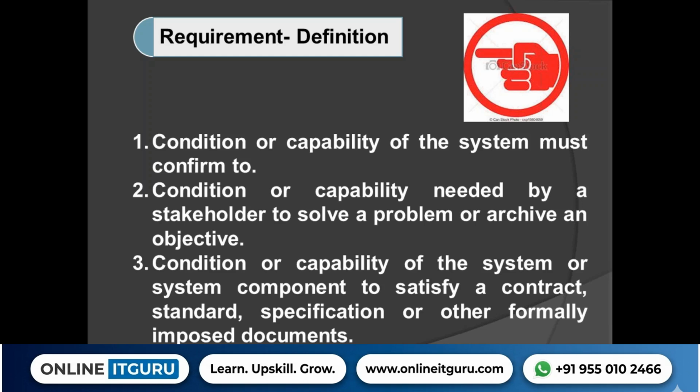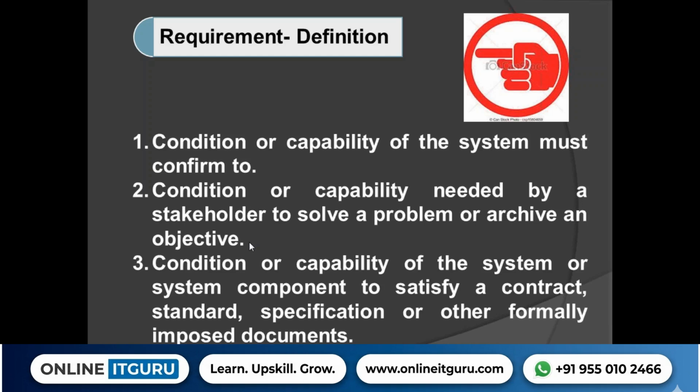And the second one is the condition or capability required by a stakeholder to solve a problem or achieve an objective. That is nothing but we are going to develop or implement a system in such a way that it helps to achieve the objective of the client. Whatever requirements we put in that system, all those requirements are going to help the client achieve his objective.